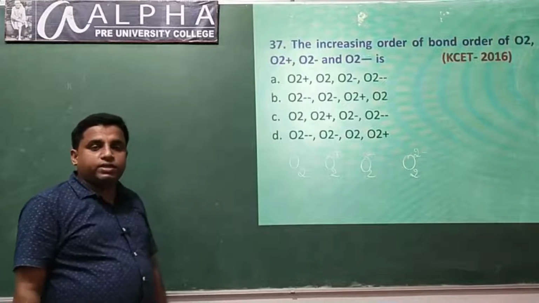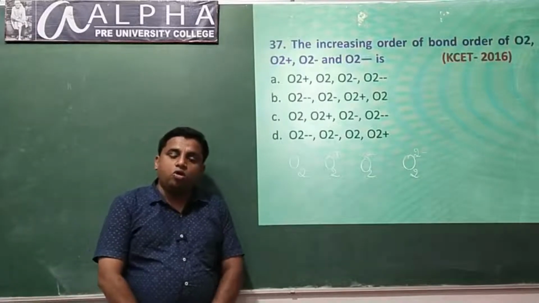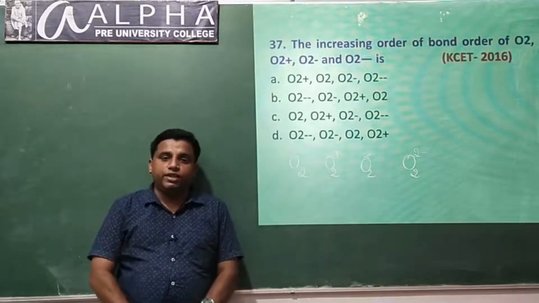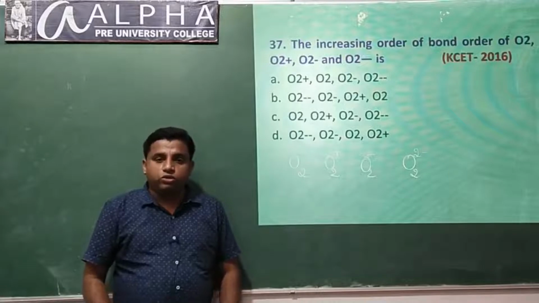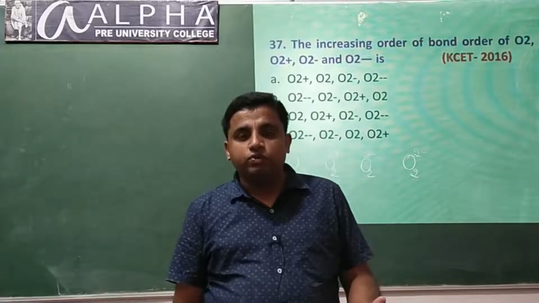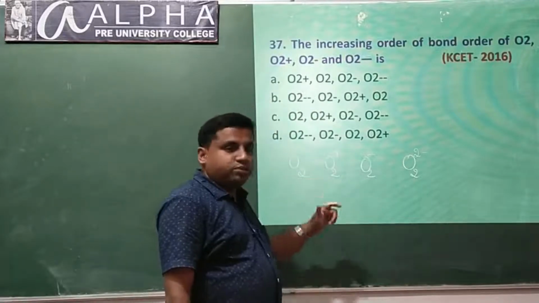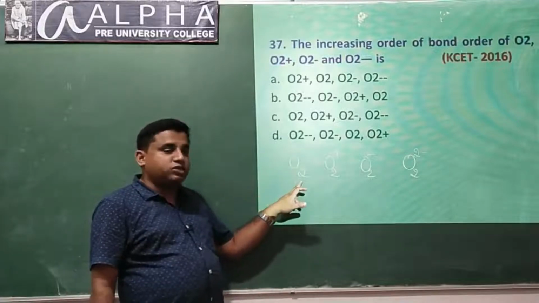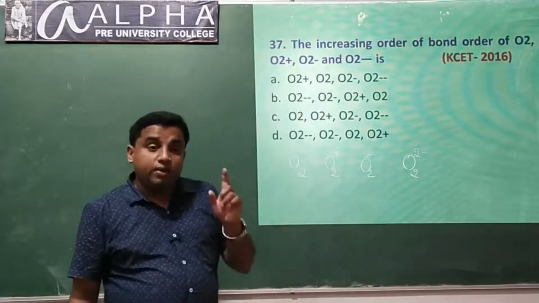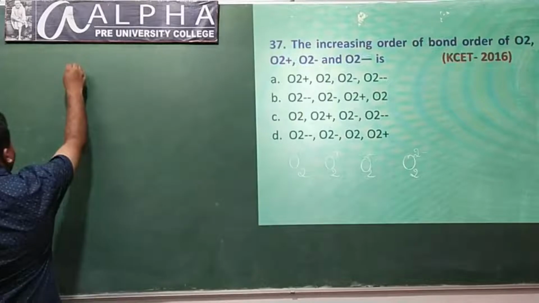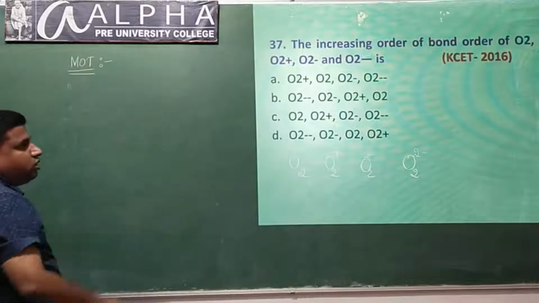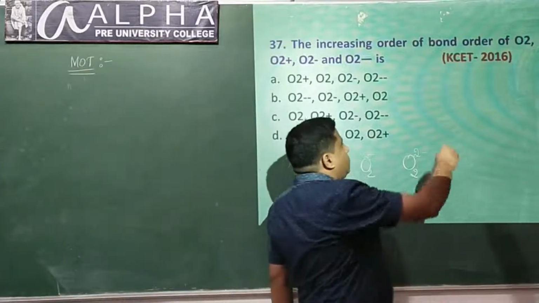We have to just check what is the increasing order of bond order. Bond order means molecular orbital theory. Molecular orbital theory means electronic configuration. So which electronic configuration are you going to use? We will use the electronic configuration for the molecules or ions with more than 14 electrons, because oxygen means 8 plus 8, 16, more than 14 electrons. So we will use that electronic configuration. We have to use molecular orbital theory to calculate bond order, because the question is on bond order.